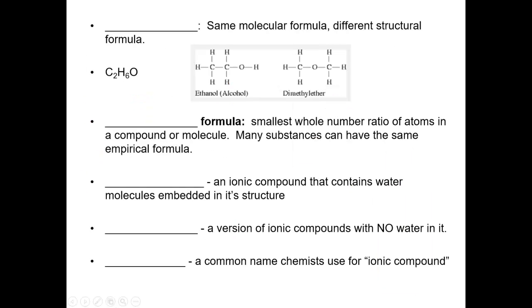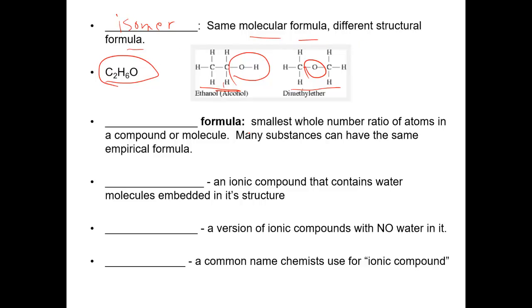All right, just some terminology here. Two compounds that have the same molecular formula, in this case C2H6O, in different structural formulas is called an isomer. So if you rearrange these atoms different ways, you get completely different molecules in terms of properties. So they are isomers, same molecular formula, different structural formula.